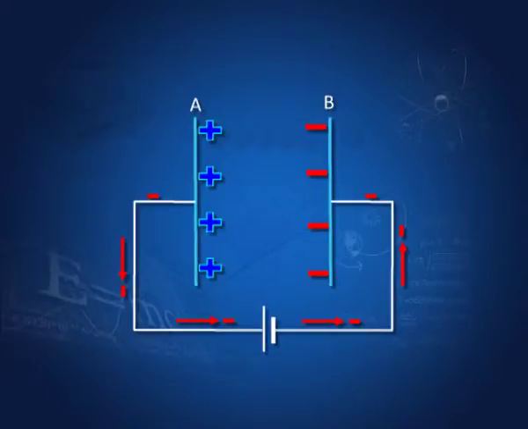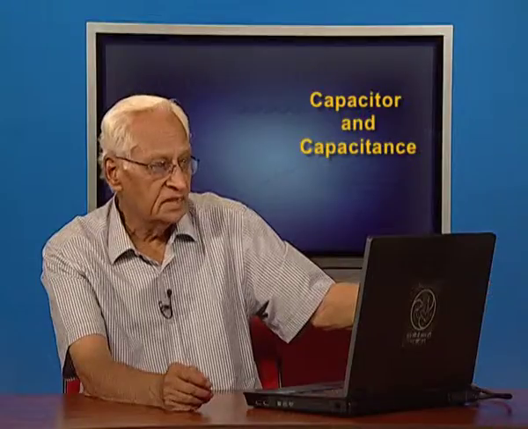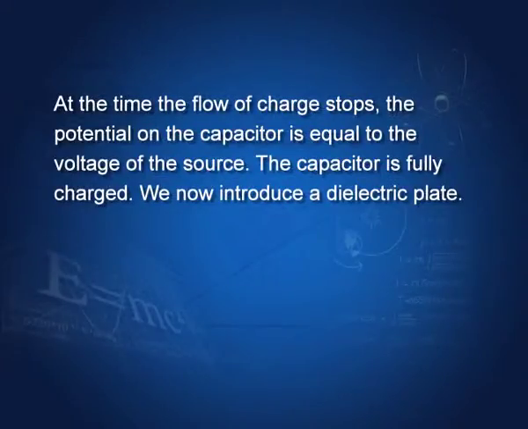So, there is a build up of negative charges here and a build up of positive charges here. This build up of negative charges, particularly, prevents further flow of electrons to this plate. So, when this is fully charged, this electron flow stops. These electrons flow to the positive terminal of the circuit. As the negative charge builds up on the plate B, the electrostatic repulsion impedes and eventually stops the further flow of electrons to it. At the time the flow of charges stops, the potential on the capacitor is equal to the voltage of the source. The capacitor is fully charged.